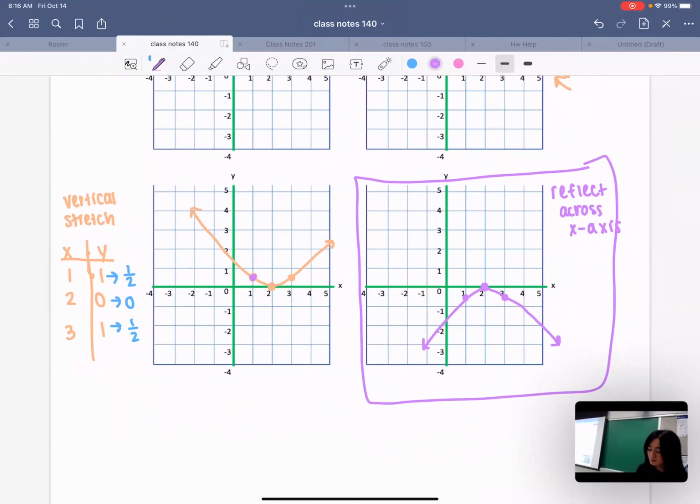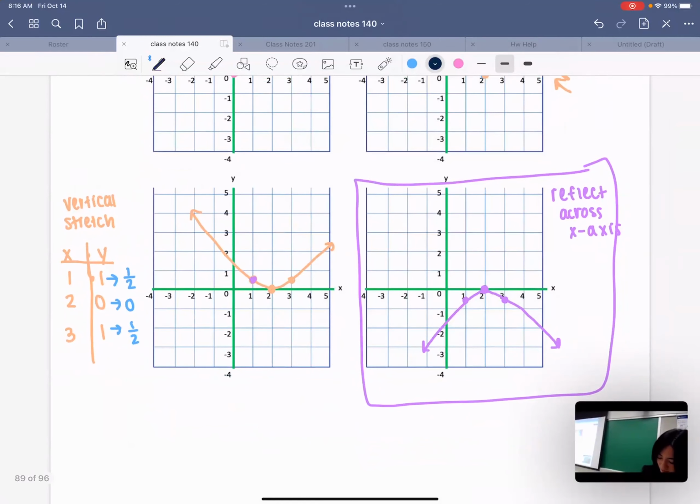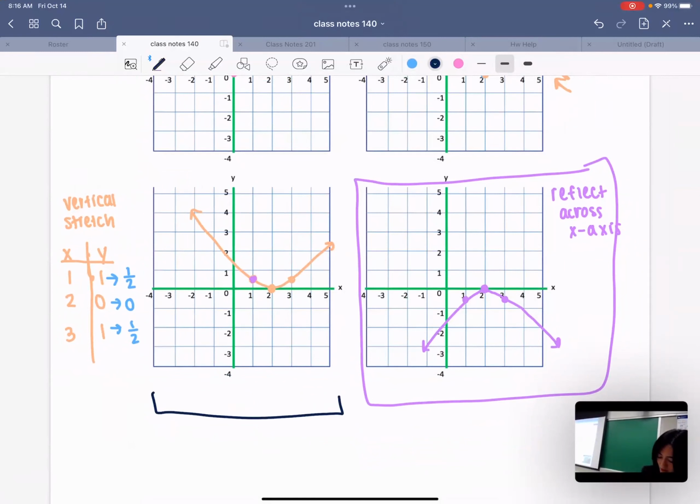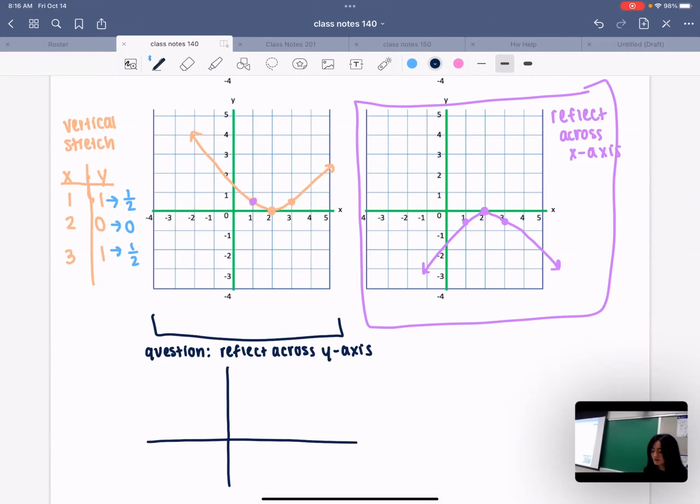So Sarah's question was, what if I took this graph here, and let me draw this in a dark blue color. And let's say I reflected it across the y-axis. Okay, it would be the same sort of deal, but now we're not reflecting close to the y-axis, we're reflecting away from the y-axis, right?